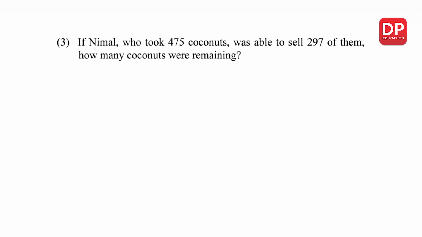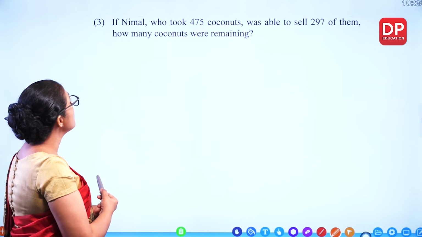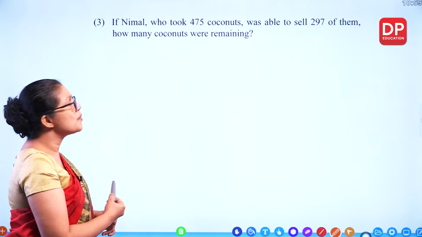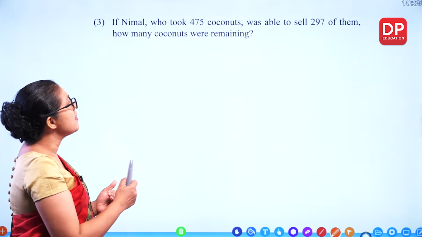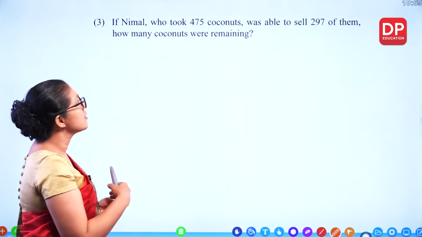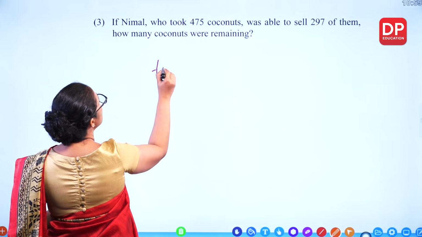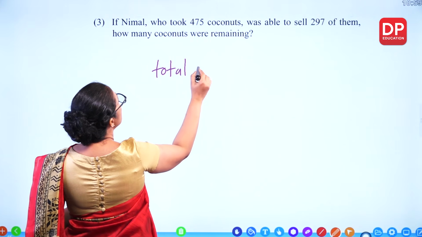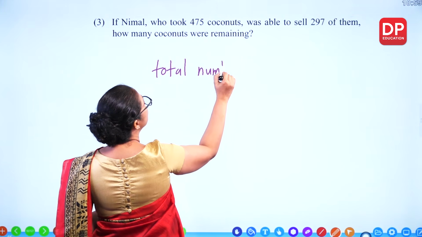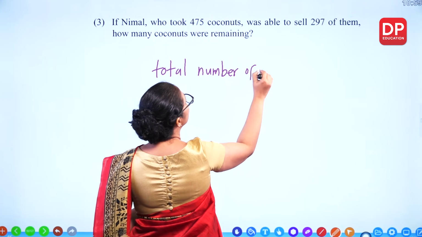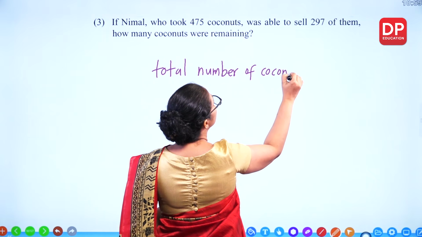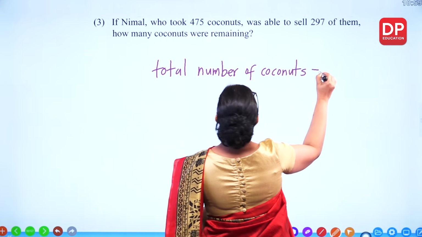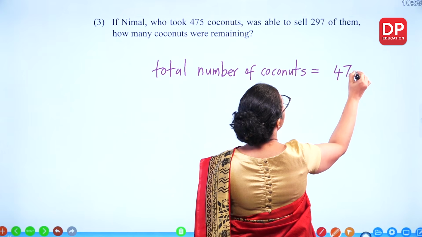Question number 3. If Nimal, who took 475 coconuts, was able to sell 297 of them. How many coconuts were remaining? So remaining means this is subtraction. So total number of coconuts, that's 475.